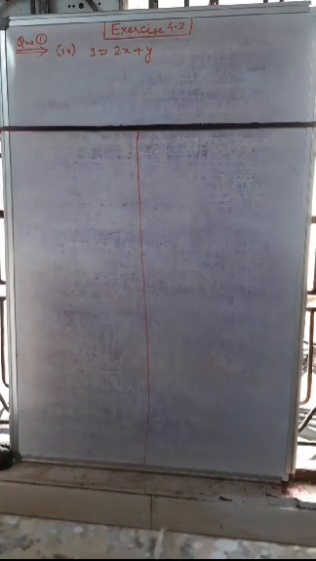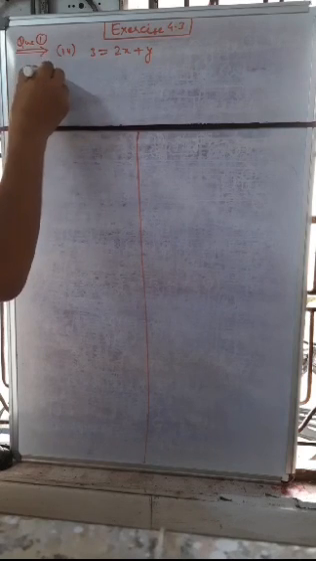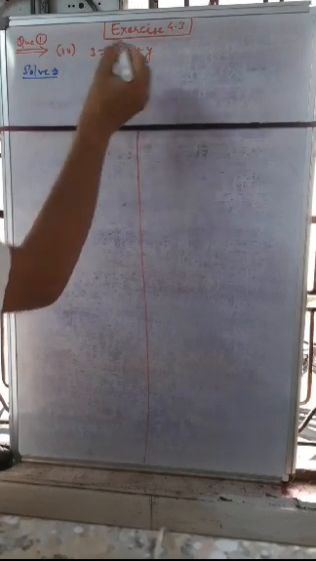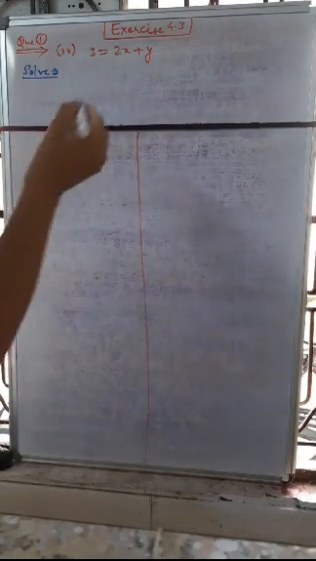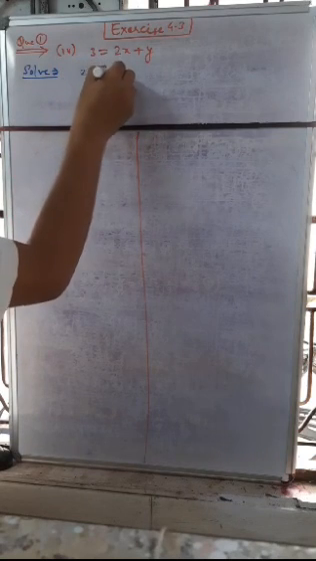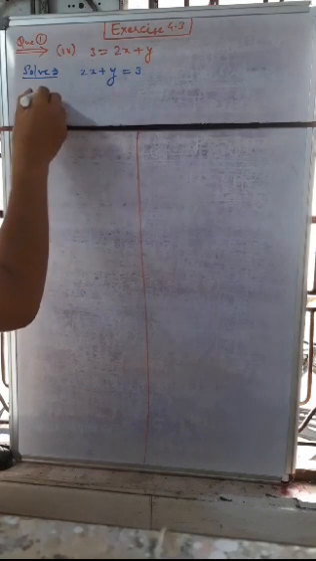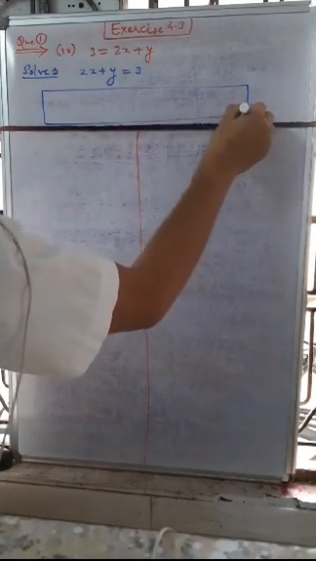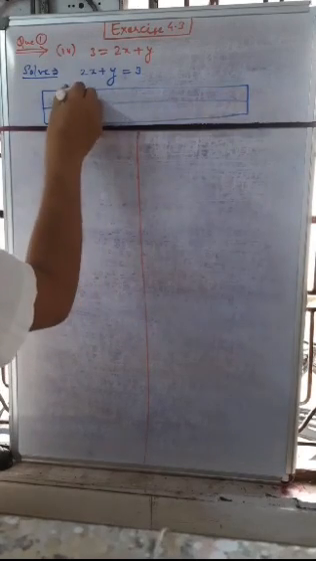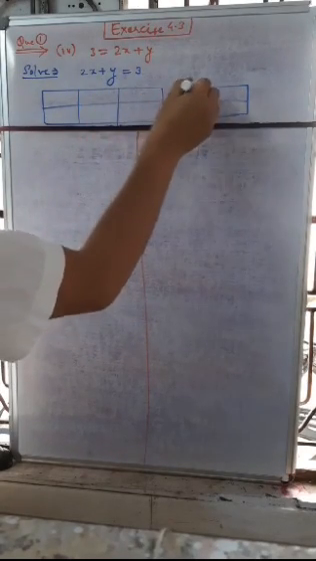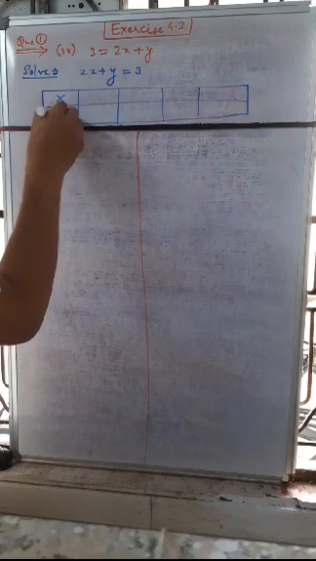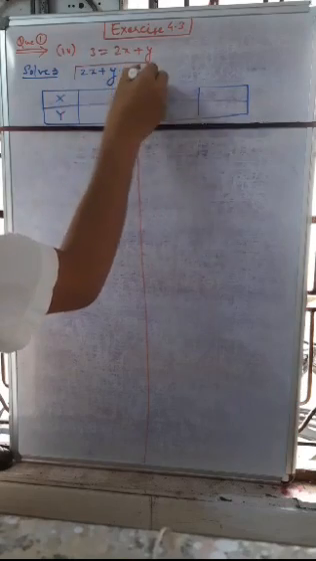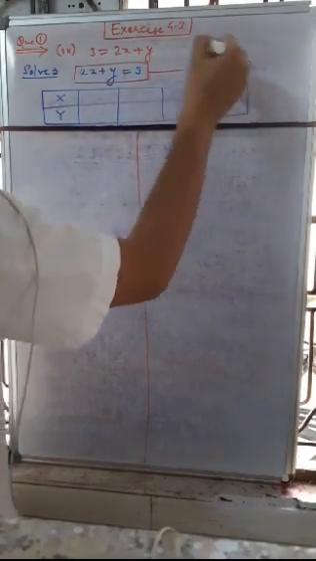Before solving the problem, we will arrange the equation in standard form. So 3 is equal to 2x plus y, so we can also write 2x plus y is equal to 3. We will draw the table here. At least we need to find 3 or 4 points for each. So we will write x and y, and we can name the equation 2x plus y is equal to 3 as equation number 1.